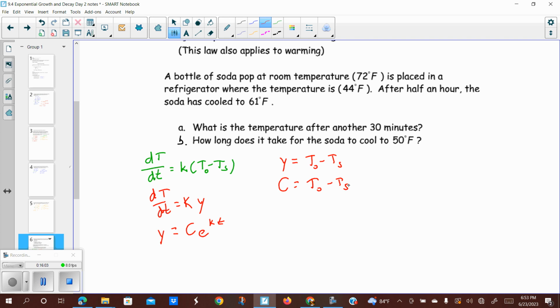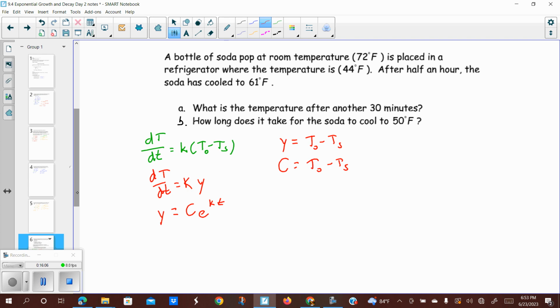So let's figure this out. The C value is the initial temperature. Well, the initial bottle temperature was 72 degrees, but we placed it into a surroundings of 44. So really what the C value is, is the change or the difference between those. So 72 minus 44 in this case. So C is 72 minus 44. 72 minus 44 is 28. So that's our C value. It says after half an hour, the soda has cooled to 61. Well, that's our y value, which is also a change in the temperature. So that would be 72 minus the new temperature of 61.